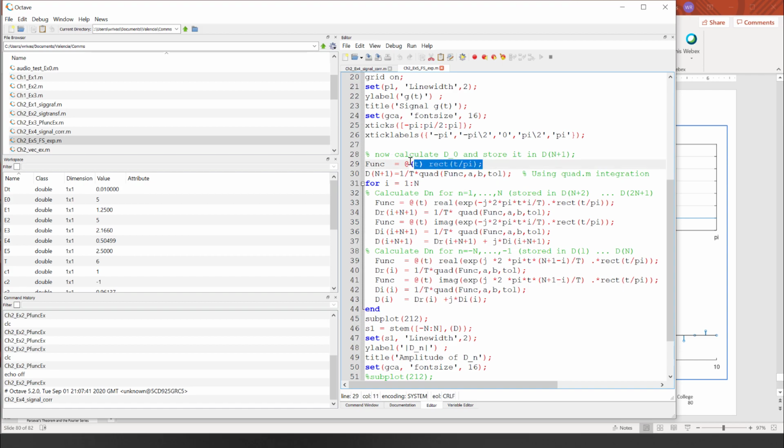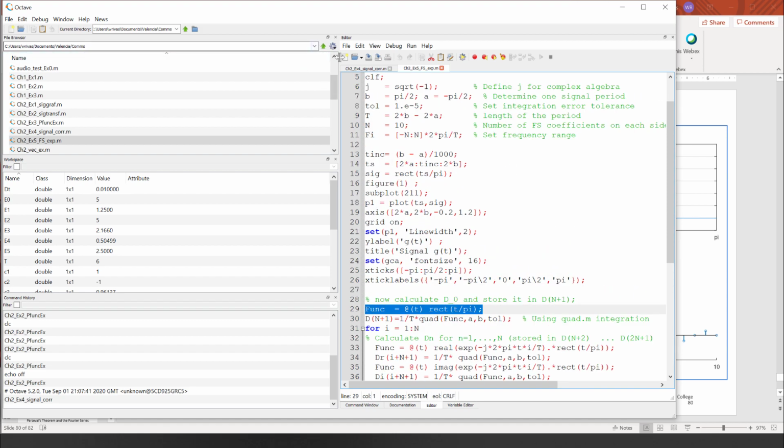Now, if you've never seen this, this is a way to tell Octave and MATLAB that this function is going to be evaluated at a value of t. So whenever I call func, which stands for function in this case, that's what I want to evaluate. I want to evaluate the rectangular function at this value of t, and the rectangular function is a function that I have already defined.